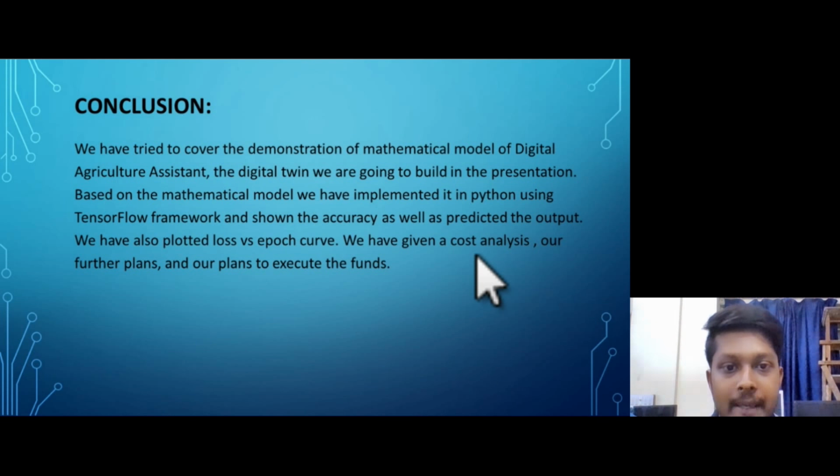So from the beginning, we have tried to give a brief overview of how our digital twin is going to work and what problems it is trying to solve. We have built a mathematical model and implemented it in Python. We have shown that the model was giving pretty good accuracy. Now, reaching this far, we will try to implement the digital twin from the mathematical model to the real world using real data from the sensors, implement our further plans, and make the prediction better.